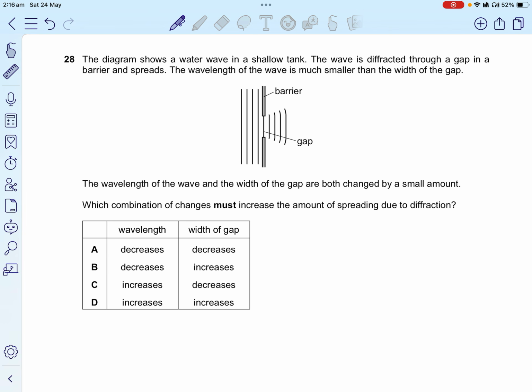You increase the wavelength, so that is option C, and you decrease the width of the gap. So therefore, the correct option would be option C, where you increase the wavelength and decrease the width of the gap so that they'll be almost similar or closer to each other, which will cause the maximum amount of diffraction. Now we'll move on to question number 29.